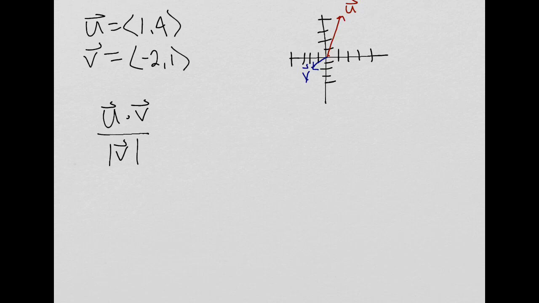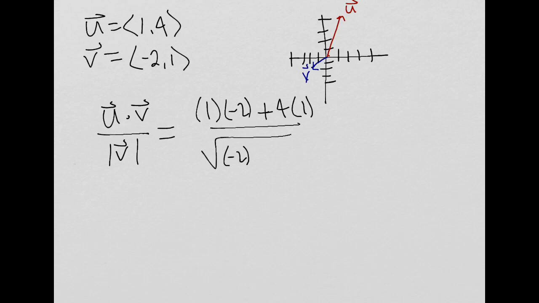You see why the dot product is more useful here than the original definition, because I don't know what this angle is. I could work it out, but the trigonometry would get a little bit long, and this is quite a bit faster. So 1 times negative 2 plus 4 times 1, all over the square root of negative 2 squared plus 1 squared, and I get 2 over root 5.